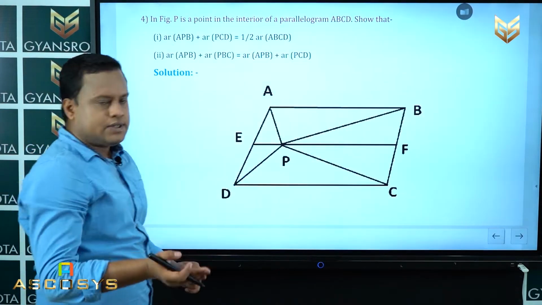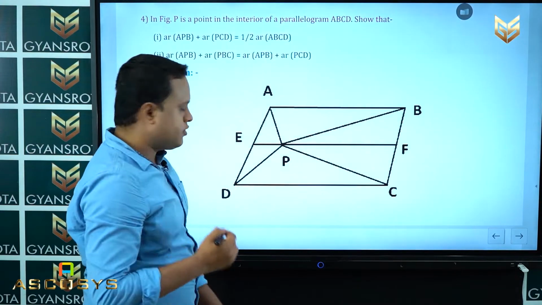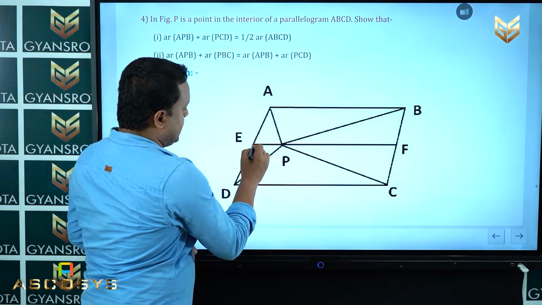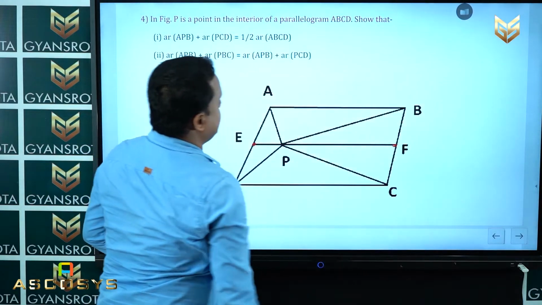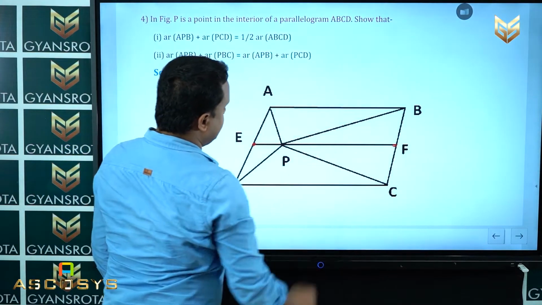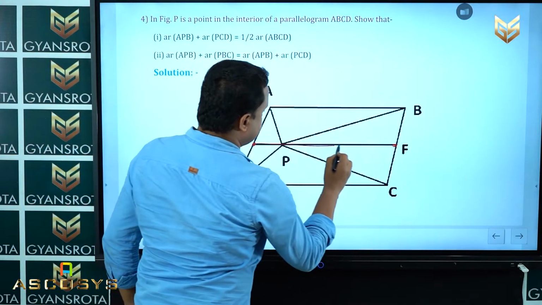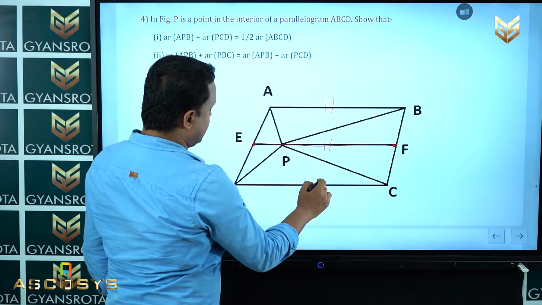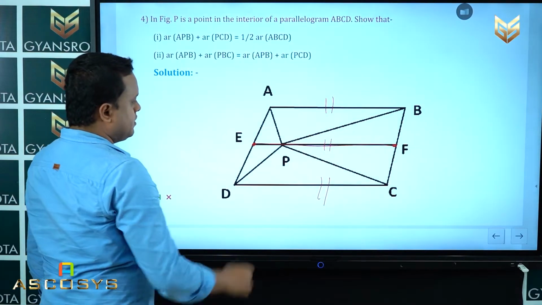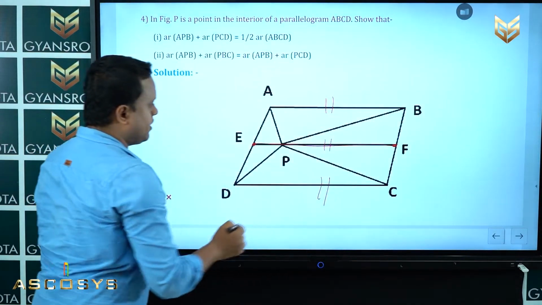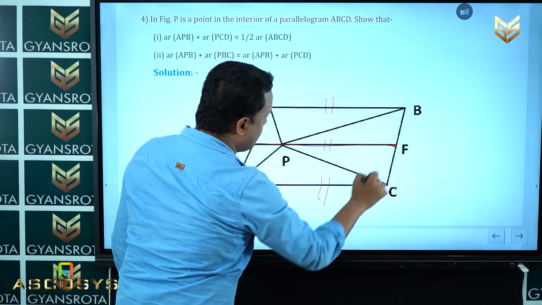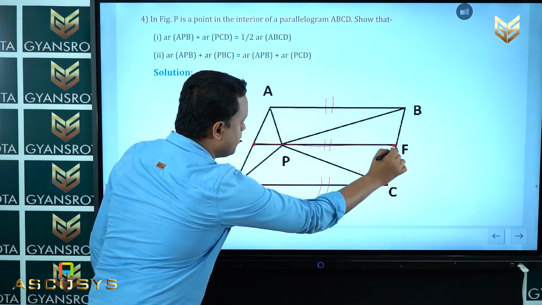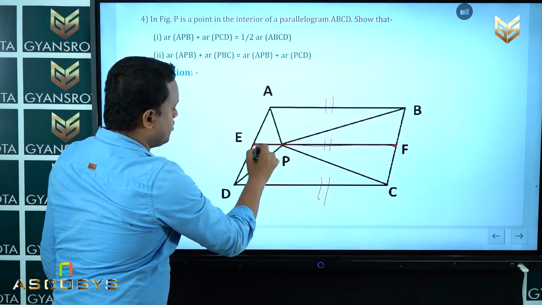So how are we going to do that? Similar to the previous problem, we have to do a construction here. All right, so what is that construction? Let's take E and F as the midpoints of AD and BC, and we join EF. Now EF is parallel to AB and also parallel to CD. So we divided the whole parallelogram into two parallelograms of equal area. But we have to go through the point P.